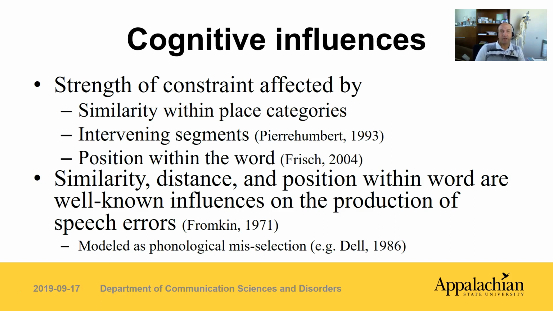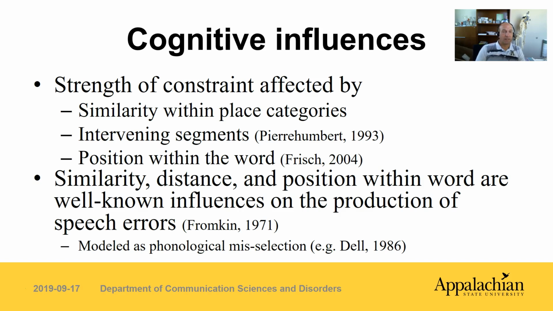So we have a co-occurrence constraint within the Arabic lexicon that's affected by similarity within place categories. It's also been shown to be affected by intervening segments, so that distance between the segments and intervening segments play a role in the strength of this constraint. And it's also been found to be affected by position in the word, where this constraint gets enforced more strongly near the beginning of the word and less strongly near the end of the word.